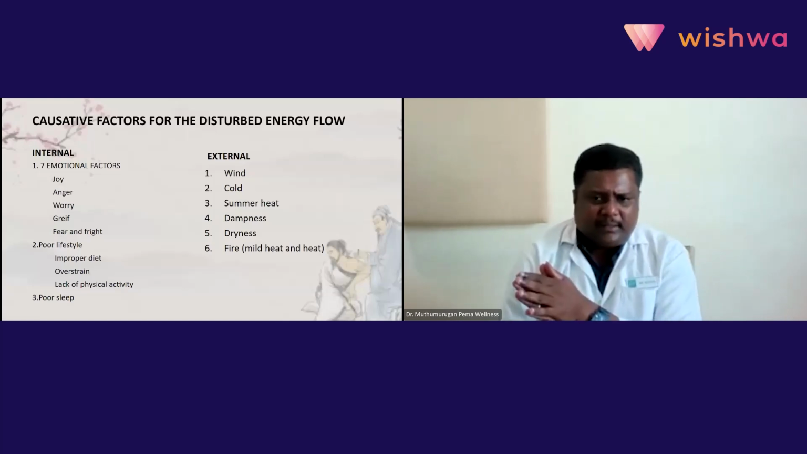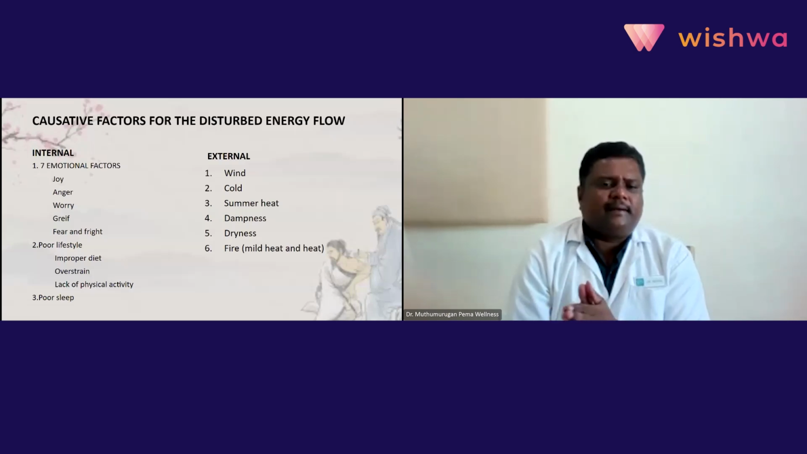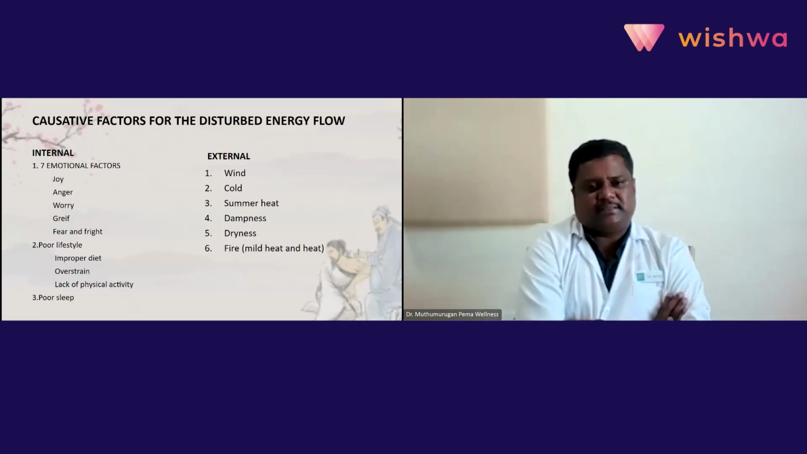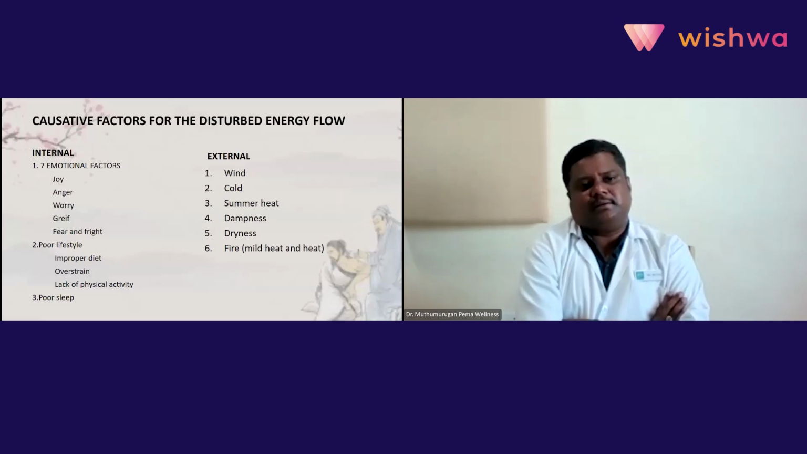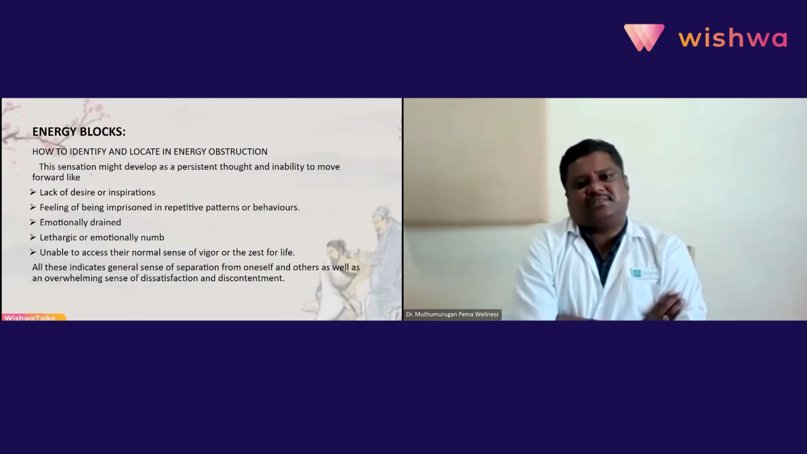It will affect the energy flow: summer heat, dampness, dryness, and mild heat and heat. So these are the causative factors that influence the disturbance of energy flow. Okay, how can we identify the disturbance of energy?